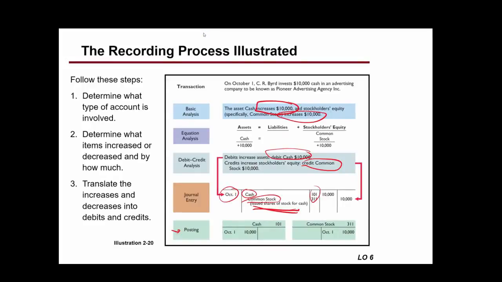What we did the first one. I'm going to repeat it just as a reminder. Remember, whenever we have a transaction, what do we do first? Analyze it. Thank you. See? Thumbs up.